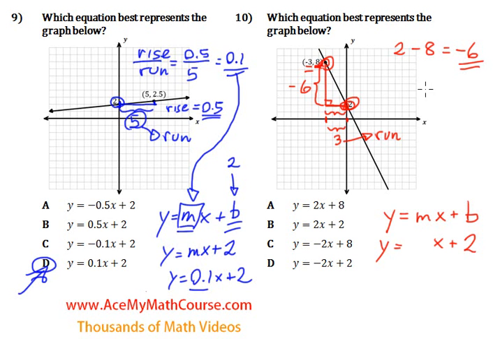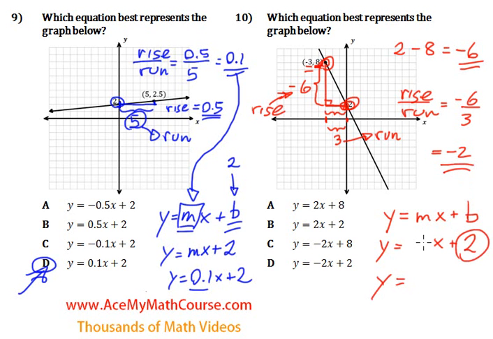So rise over run, and that is our rise. Rise over run is -6 over 3. -6 divided by 3 is just -2. So the answer is, what was our b again? Our b was 2. So we have y equals -2x plus 2. So the answer is D.